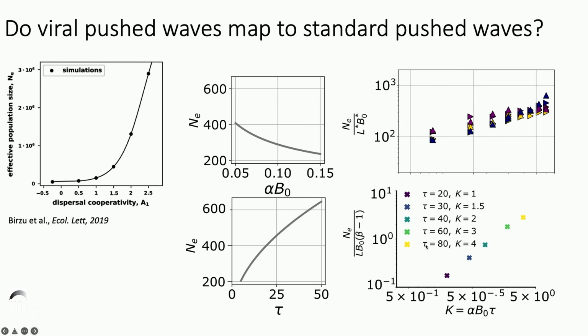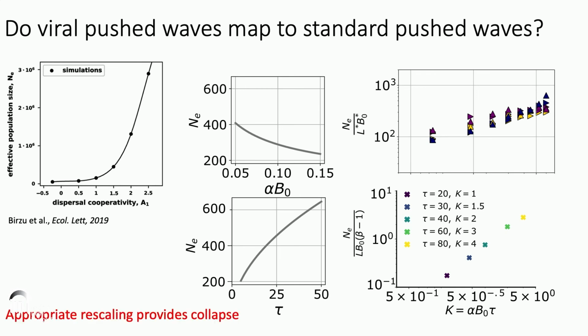And you also rescale by L, which is how much the phage can diffuse in a lysis time, so that gives you a spatial scale. So if you rescale by these things, then everything works out nicely, and all the lines collapse, and you actually get a map to the standard push waves. But you need to go through this rescaling basically to do it.